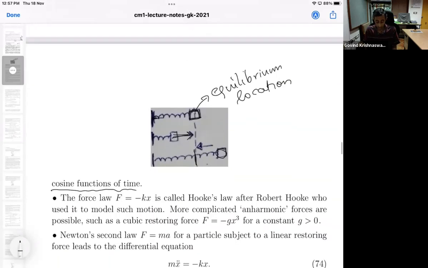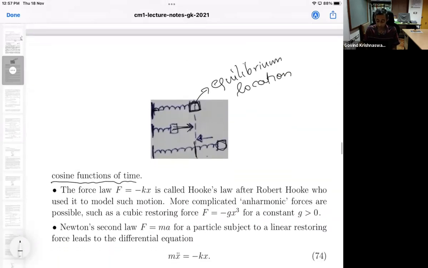Okay. Now, the force F equal to minus kx is called Hooke's law after Robert Hooke, who used it to model such motion. Hooke was a contemporary of Newton, and Newton benefited from many ideas of Hooke, and the other way around as well. Now, this is called harmonic motion. There are also other possibilities.